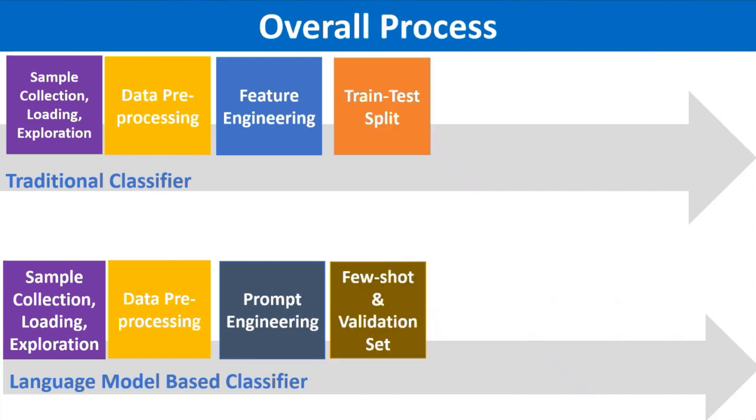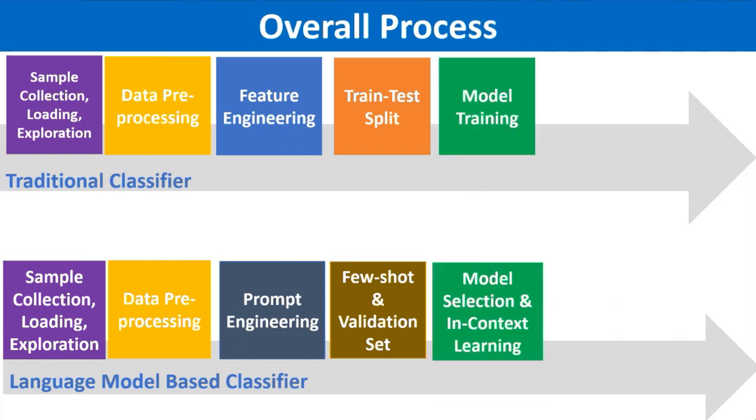Then, train-test split versus few-shot validation set. In a traditional classifier, train-test split is essential for training the model and evaluating its performance. The model iterates over multiple epochs and a validation set to find the optimal parameters. Now in the language model-based classifier, for LLMs, few-shot examples act as in-context guidance rather than actual training data. A small validation set can be used to test the prompt quality, ensuring the LLM performs well without iterative training.